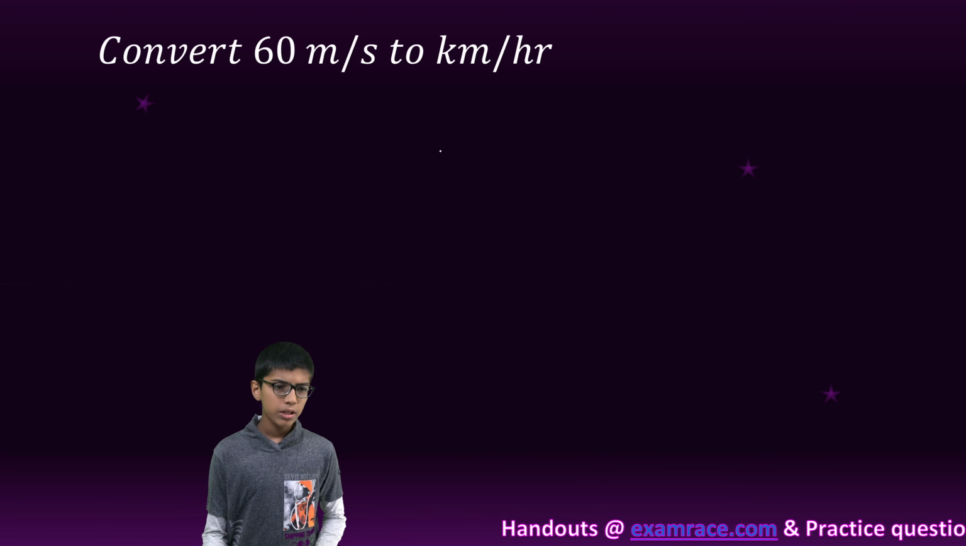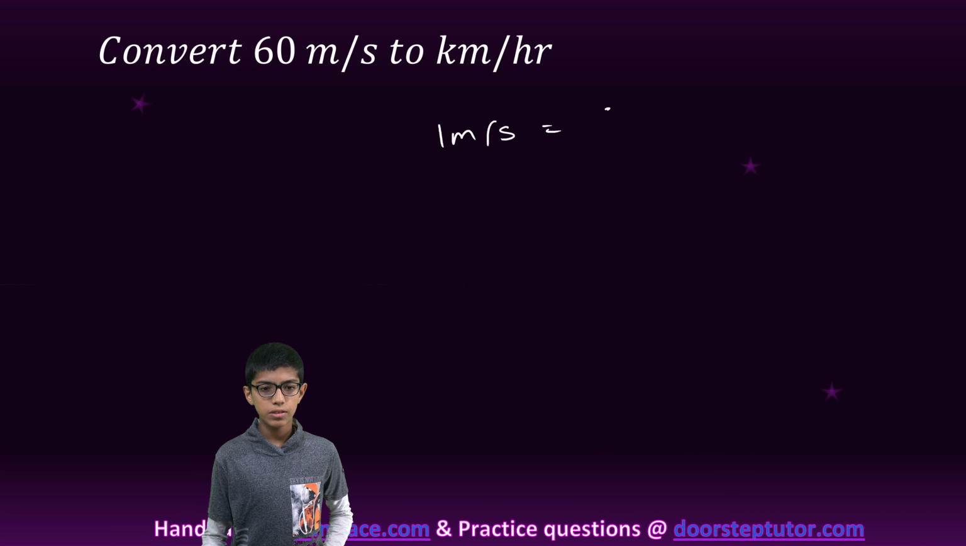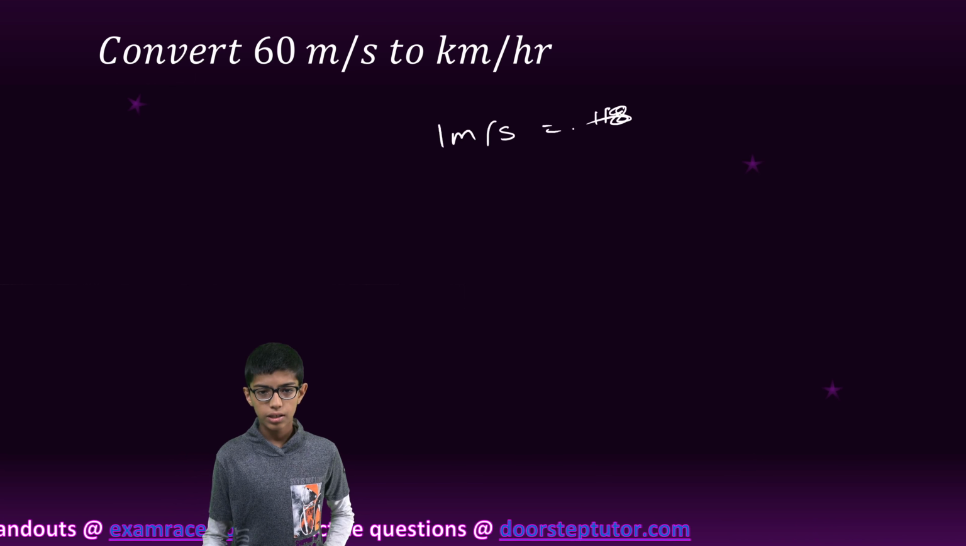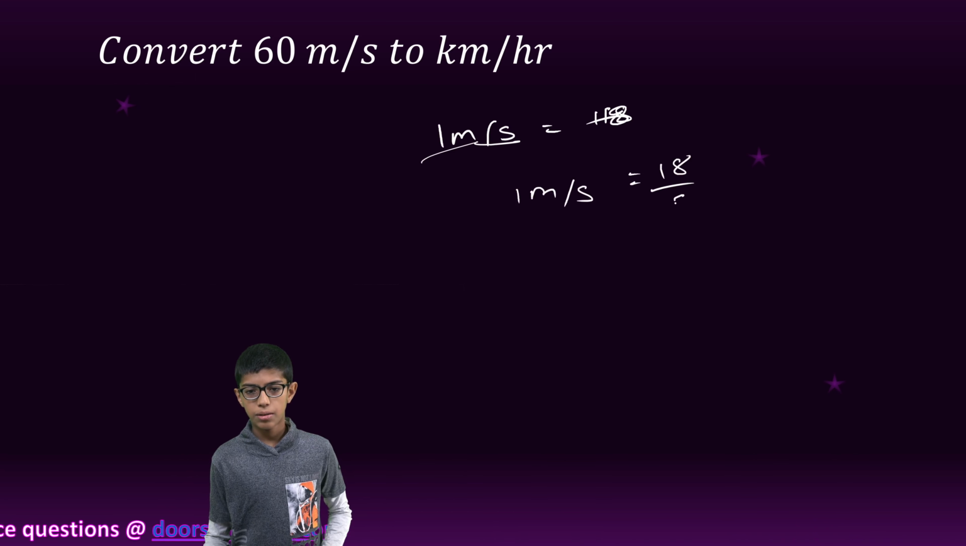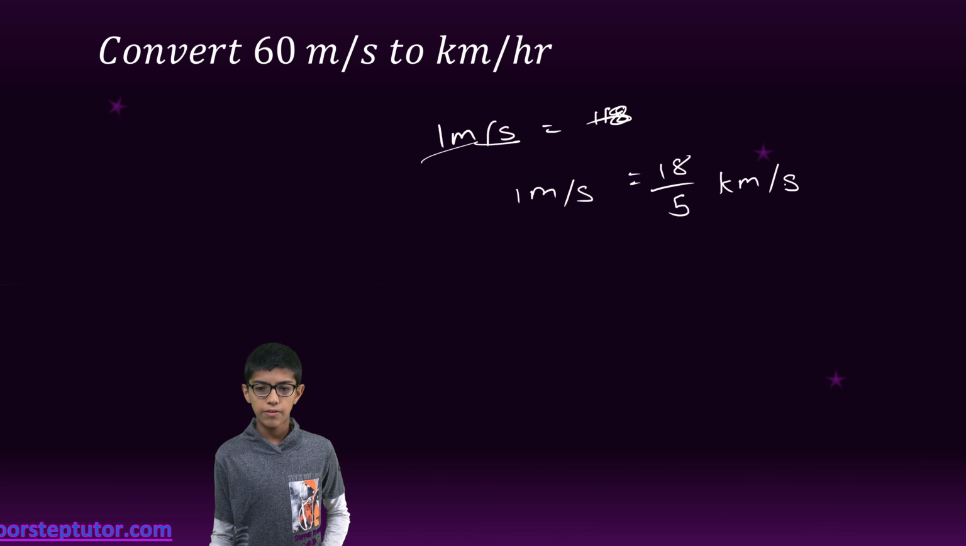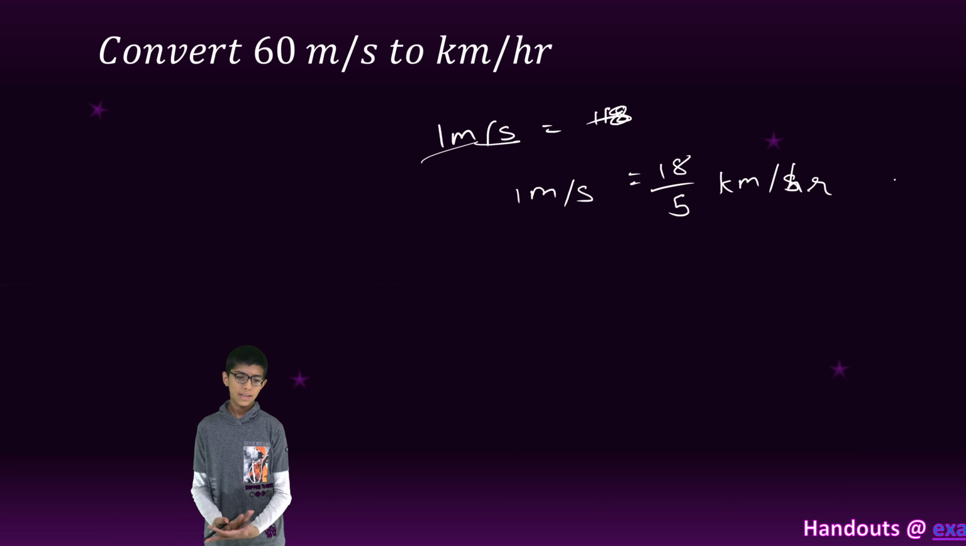Now the last question, after so much practice, I think you will be able to do it on your own. So I will just give you a hint. 1 meter per second equals 18 by 5 kilometer per hour. So we will multiply 60 with it.